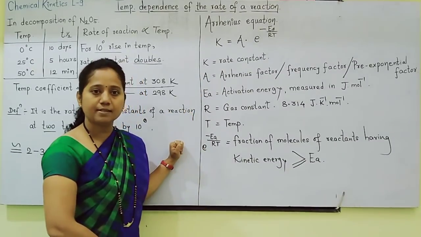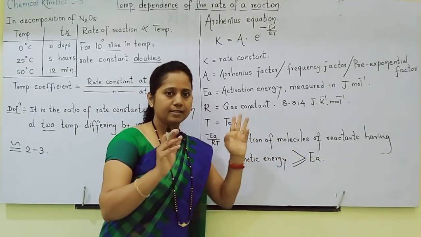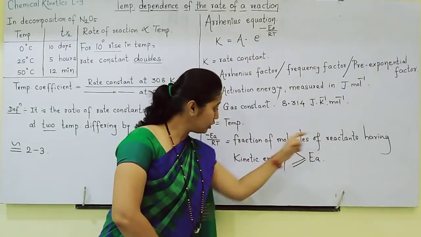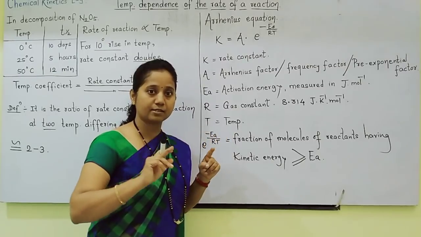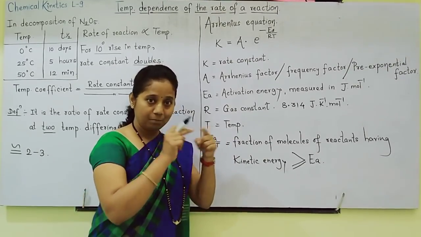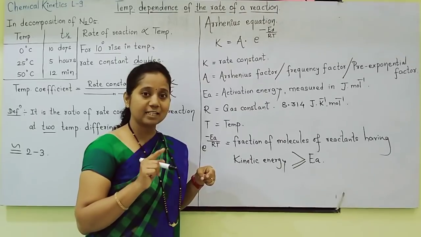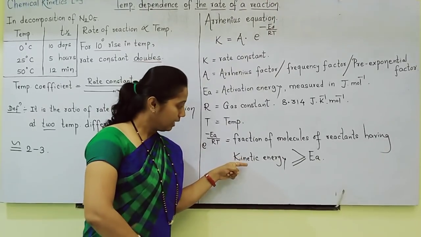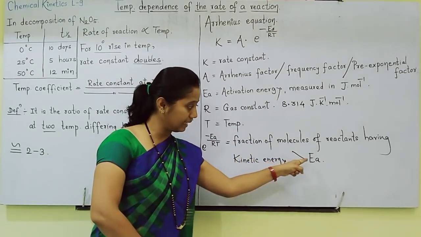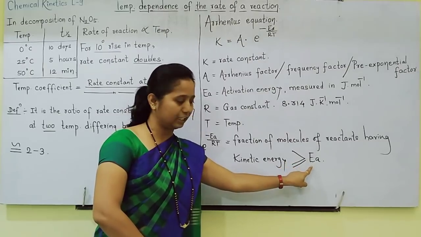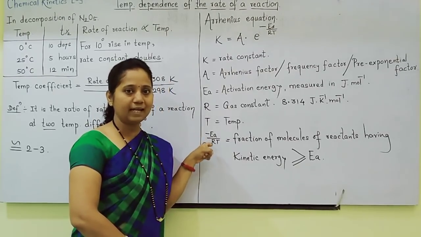What is e raised to minus Ea by RT? This term indicates the fraction of molecules of reactant which are having kinetic energy. Students, you already know that reacting molecules are continuously colliding with each other, which means they are moving. Energy required for motion is called kinetic energy. So reacting molecules possess kinetic energy. How many reacting molecules have kinetic energy either greater than or equal to activation energy? That is indicated by e raised to minus Ea by RT.